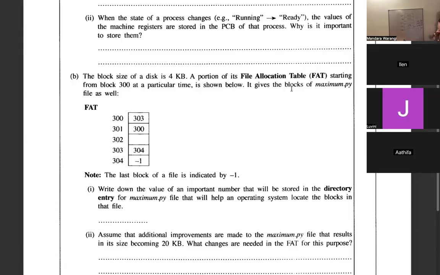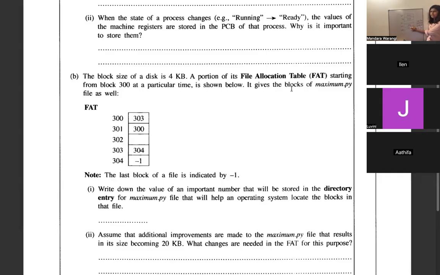301. We say 4 KB, right? 4 KB is the file size. So is there a place where 301 is stored? No. So it must be stored in the directory entry. This specific block is the first block, and the address of the specific block is 300. I think you understood. Easy, right?